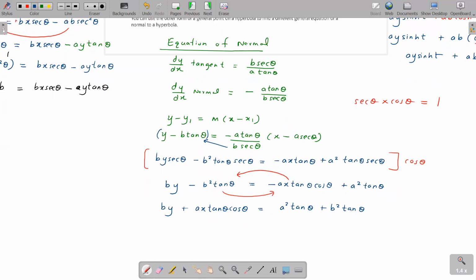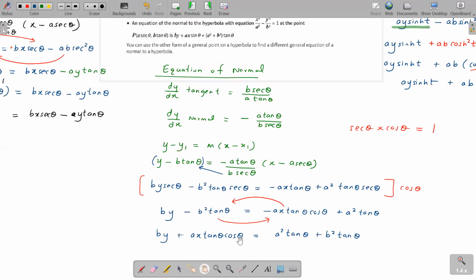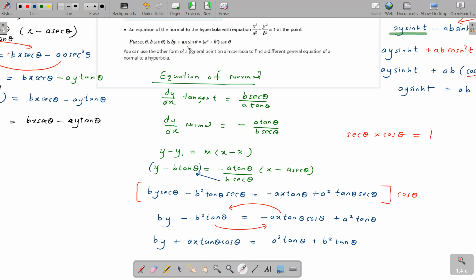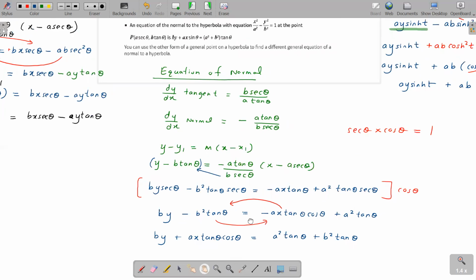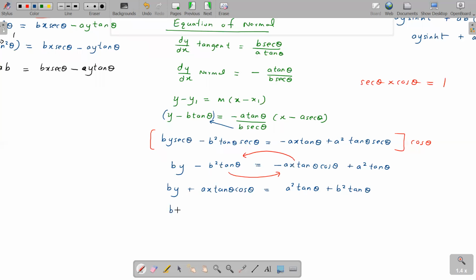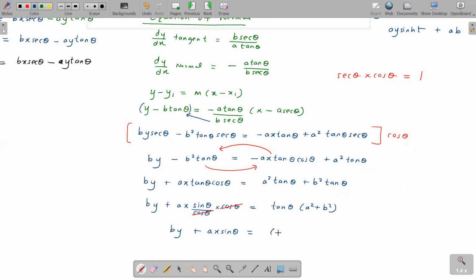So now you can see I didn't immediately get the show that, because the show that has ax sine theta while I have ax tan theta cos theta. So what do you do here? Tan theta is sine over cos. Do you see how simple this is? Taking the tan theta out, the cos over cos cancels, and you get by plus ax sine theta equals, this is what we need, right? a square plus b square times tan theta.